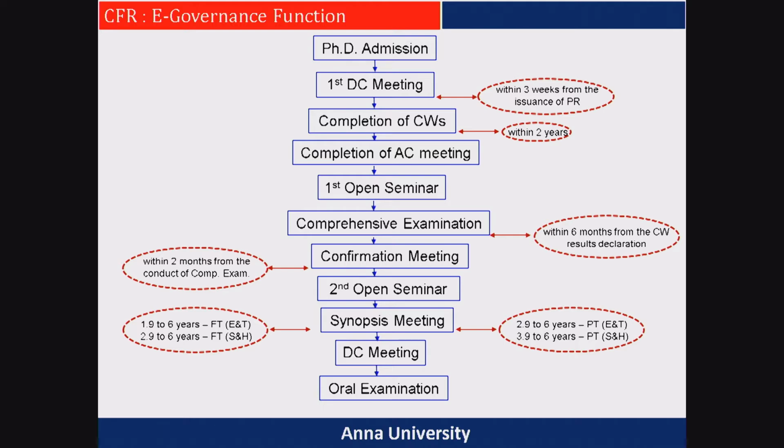Suppose the scholar completed all the coursework but secured a CGPA less than 7, there is a possibility that you can take additional subjects suggested by your doctoral committee members, right? In the sense, under the earlier regulation before 2020, the CGPA requirement was only 6.5, but as per 2020, the CGPA requirement for coursework is 7 CGPA.